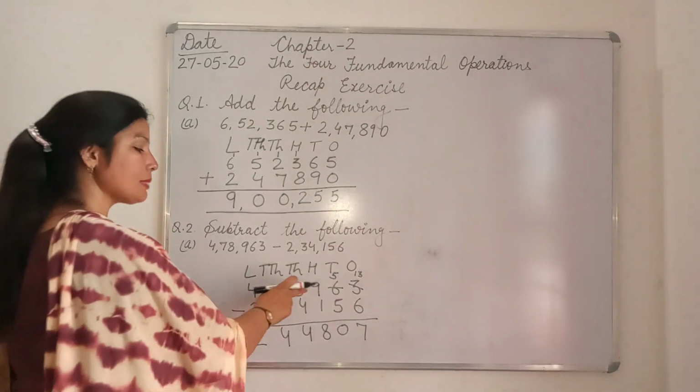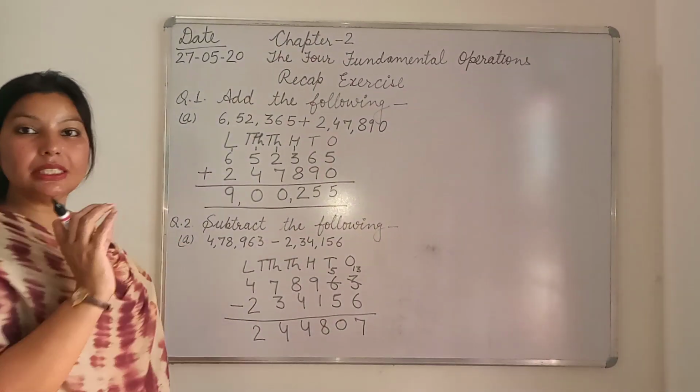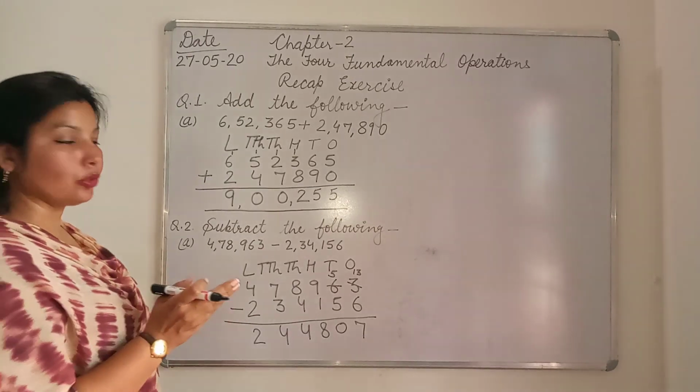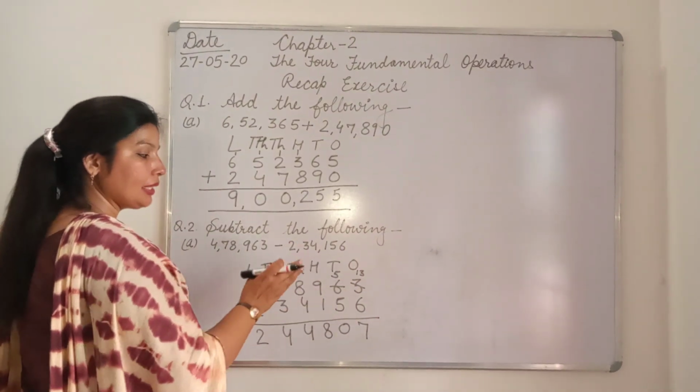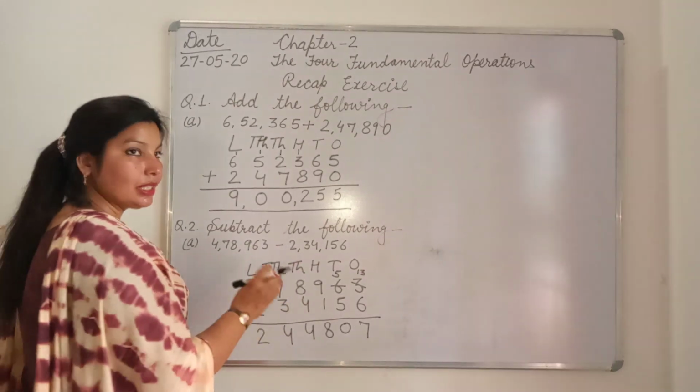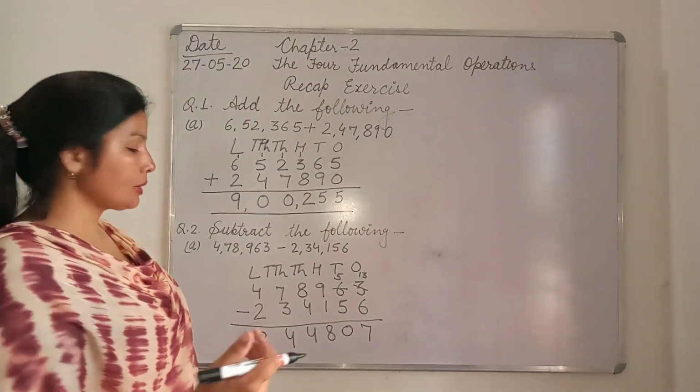If the upper number is small and the lower is big, then in that condition we will take a borrowing, like we have done in the ones column. But if your upper number is big and lower is small, then directly we can do subtraction.